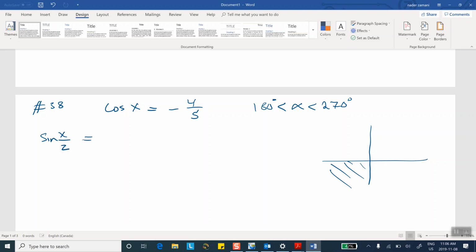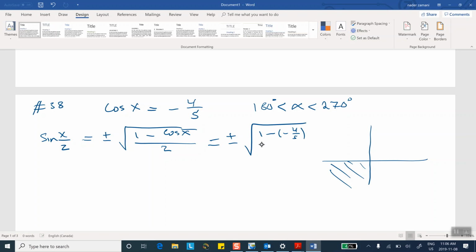Now, just look at your formula: plus or minus the square root of 1 minus cosine of x divided by 2. So this is plus or minus the square root of 1 minus 4 over 5 divided by 2. I still have to pick between the plus and minus, so let me write it anyway. We still don't know which one of these two signs it is. If you do this, it's going to be root of 9 over 10. So, question: is it plus or is it minus?